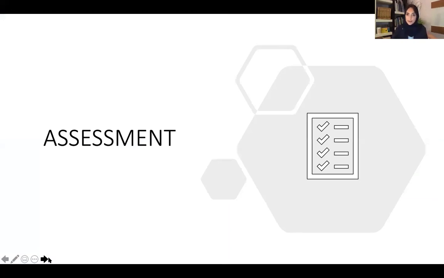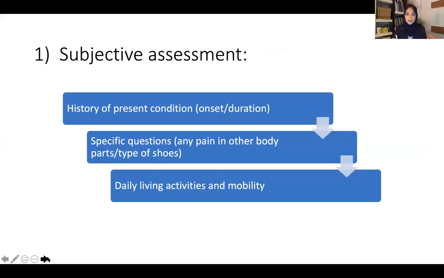Now, a thorough assessment must be undertaken, starting with a subjective assessment. The history of the present condition is very important to gather information about the onset and duration of the condition. We should also ask specific questions to check if there is pain in other body parts, because any injury in the foot or ankle might biomechanically affect other body parts, such as the back and knee. It is also important to address the type of shoes, because foot drop patients will need specific consideration, and I will elaborate on this part when we reach the management.